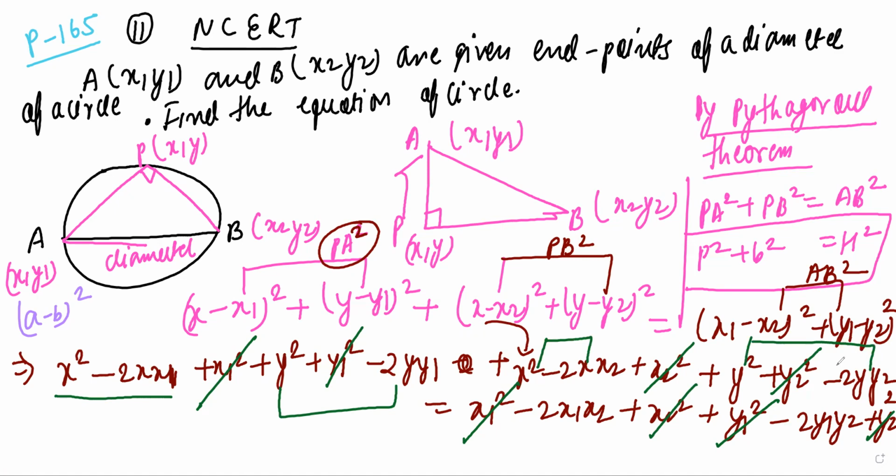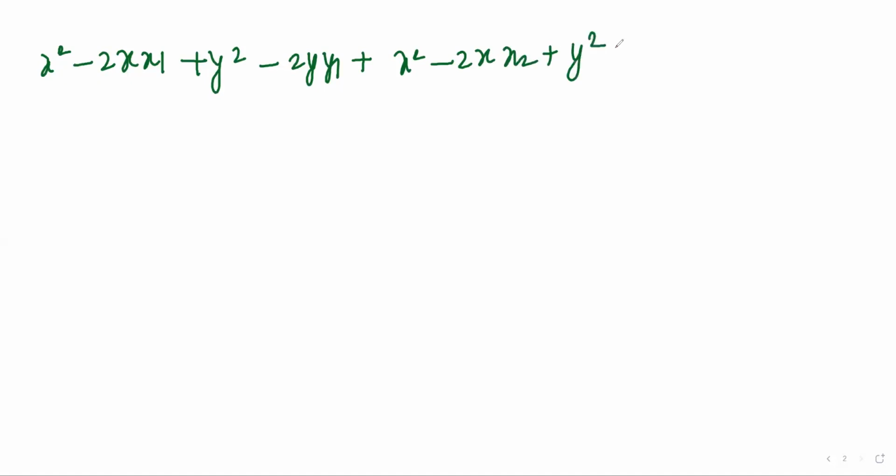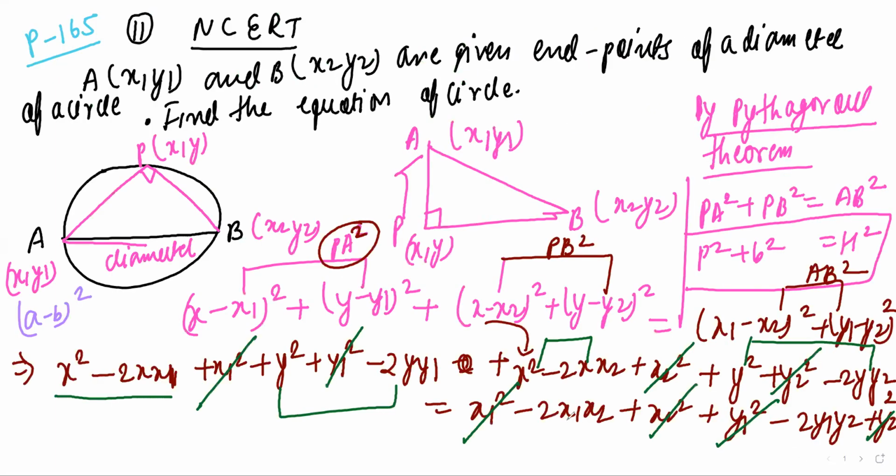So write this part in the next step. So let's see. What remains is x square minus 2x x1 plus y square minus 2y y1 plus x square minus 2x x2 plus y square minus 2y y2 is equal to minus 2x1 x2 minus 2y1 y2. These are the remaining parts. You can see on the previous slide. So here is what remains on the right hand side.